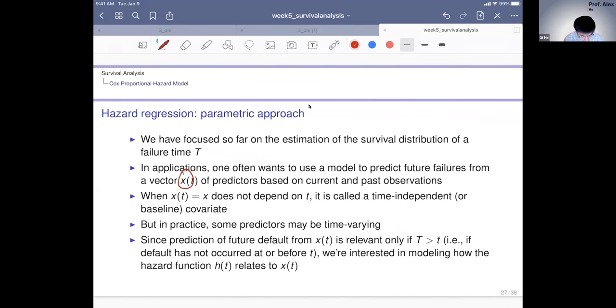Okay, so the Cox proportional hazard model is basically a way to run regression with this survival analysis data. This X variable, we have a t notation here, right? So it can be time varying. Your survival in the future could depend on your X at this time point. So it can either be time dependent or time independent.